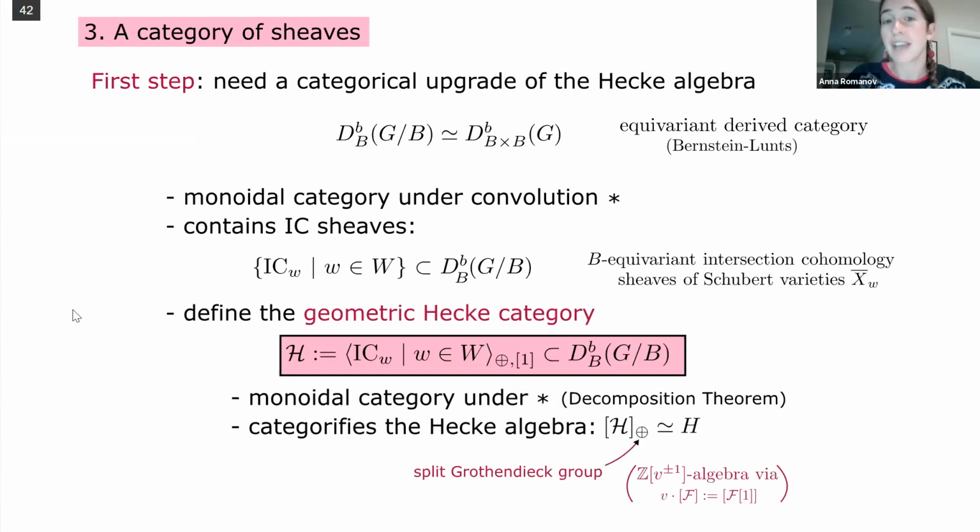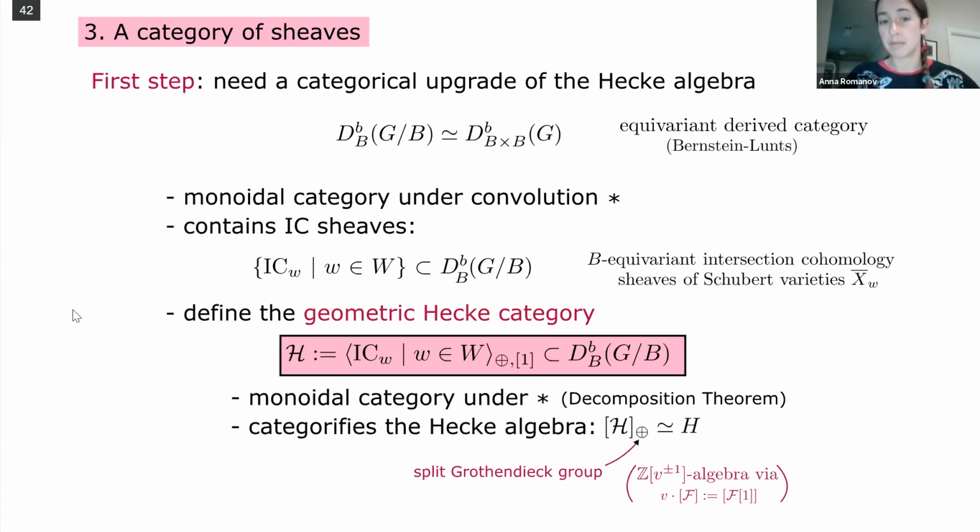And so we can define within this derived category the geometric Hecke category. I'm just going to take this to be the category that's generated by these IC sheaves under taking direct sums and grading shifts. There are different ways to construct this, by the way; this is just one of them. But this builds for us a monoidal category under convolution, and this category has the property that it's a categorification of the Hecke algebra.